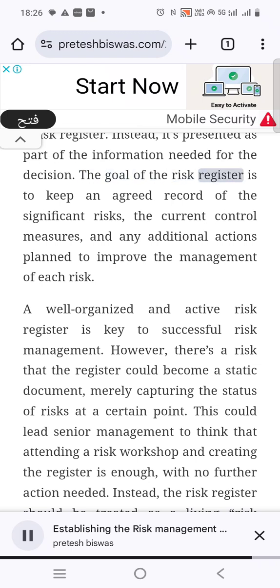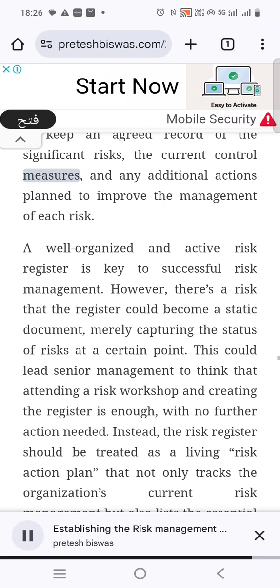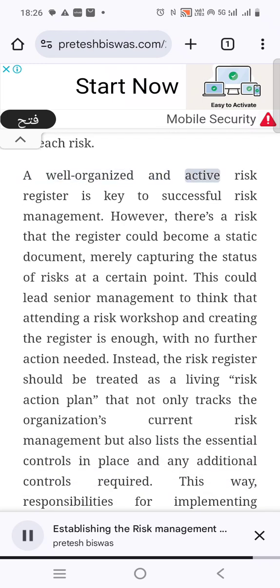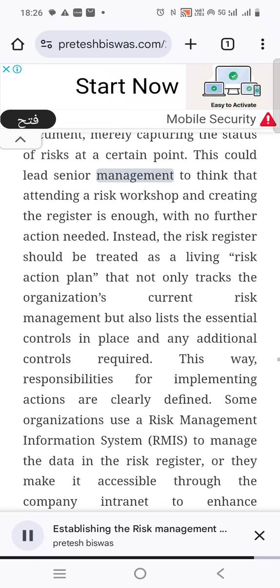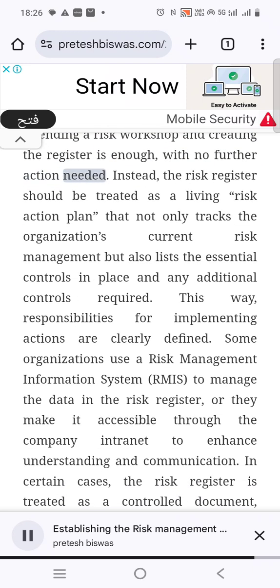The goal of the risk register is to keep an agreed record of the significant risks, the current control measures, and any additional actions planned to improve the management of each risk. A well-organized and active risk register is key to successful risk management. However, there's a risk that the register could become a static document, merely capturing the status of risks at a certain point. This could lead senior management to think that attending a risk workshop and creating the register is enough, with no further action needed.